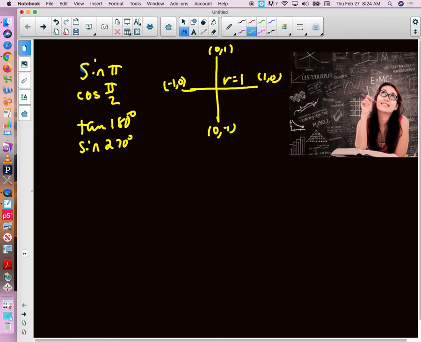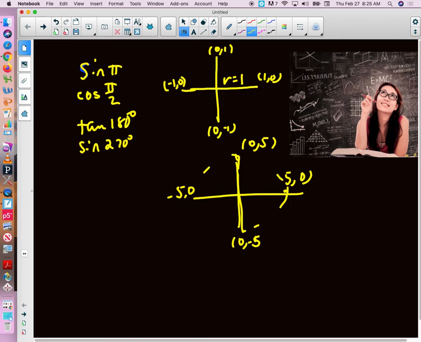Now, does it really matter that I made that what's called a unit circle? What would happen if this was 5, 0, 0, 5, negative 5, 0, 0, negative 5? What would the radius of this circle be? The radius would be 5.